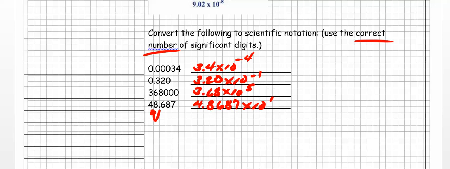I realize that this is not very much practice, but we're going to be doing a lot more on a worksheet or two that's going to be coming up shortly. But I just wanted to, in these notes, show you the rudiments of how to do scientific notation. And we'll practice a lot more later.